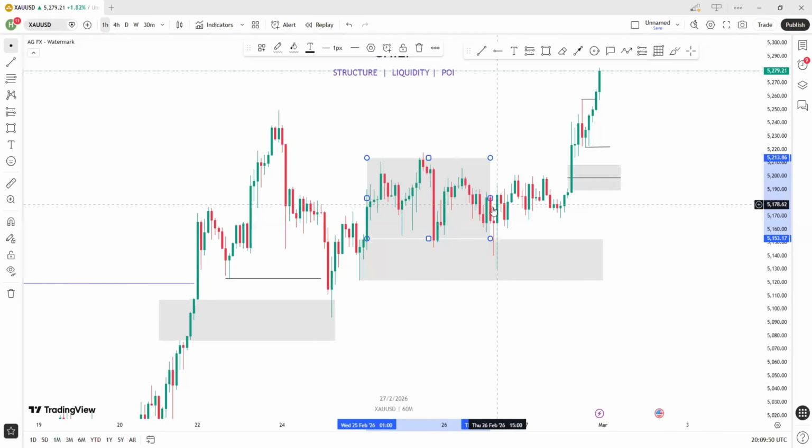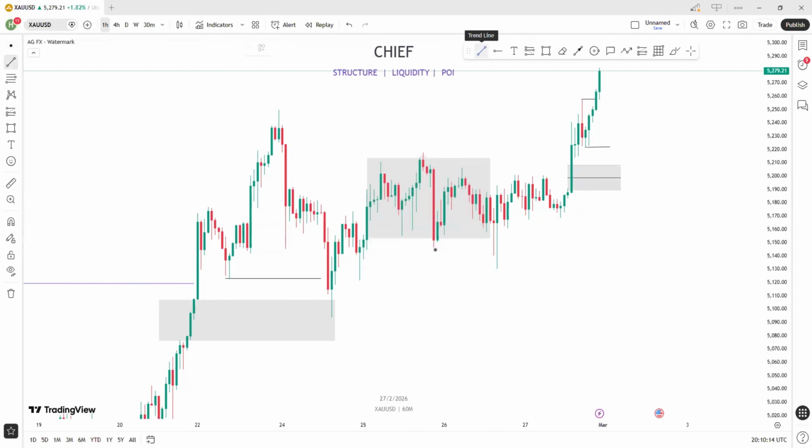So price manipulated to the opposite side, and there's a rule for this accumulation manipulation. When price mitigates to the opposite direction, whatever price manipulates to, the distribution is to the opposite end. Now, let me delete all of this. So this is the manipulation. Price swept liquidity here.